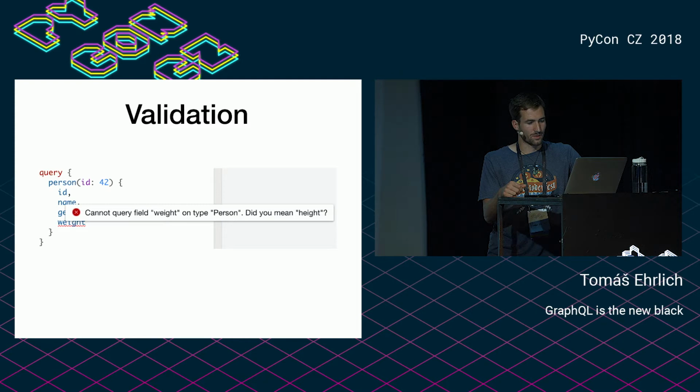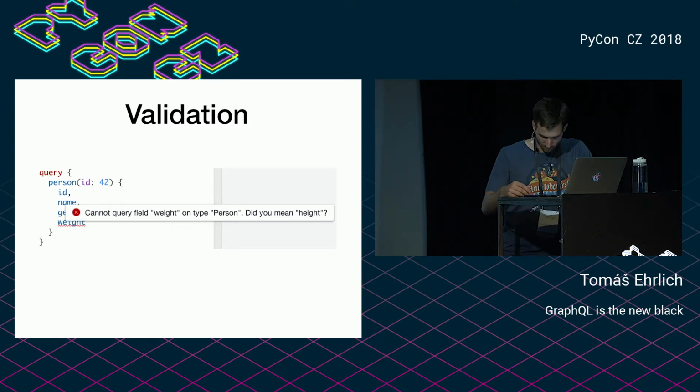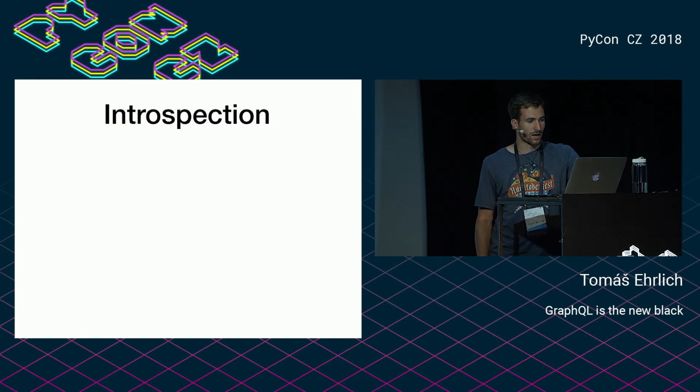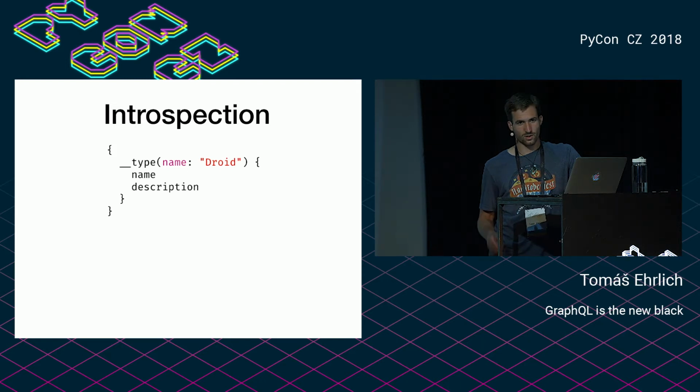And there are tools like OpenAPI and Swagger, which provide similar validation, but in GraphQL, the schema is a first-class citizen, and it's not an optional feature. So when you define your API, you right away have this kind of validation. And it's also pretty useful for introspection, which we know from Python. So you can query the schema to get information about any type you have.